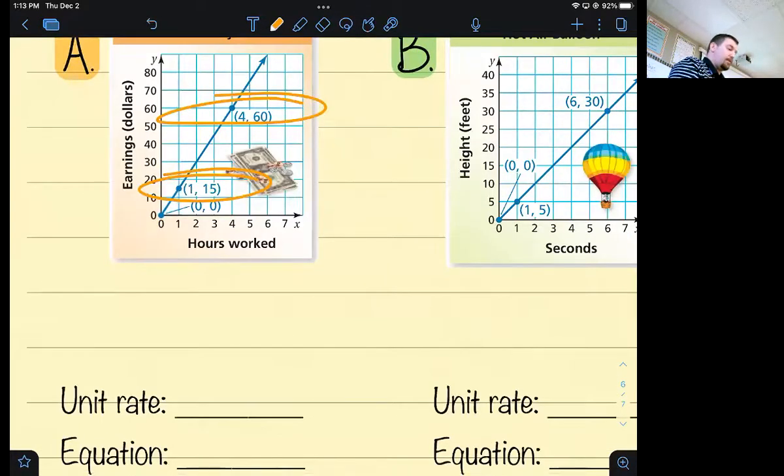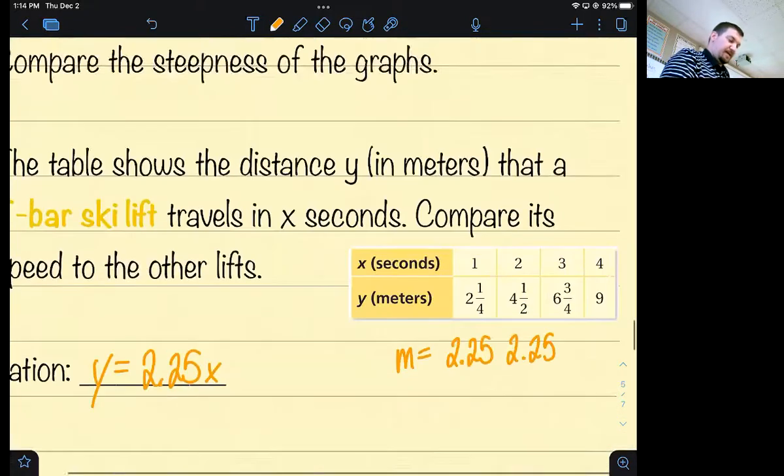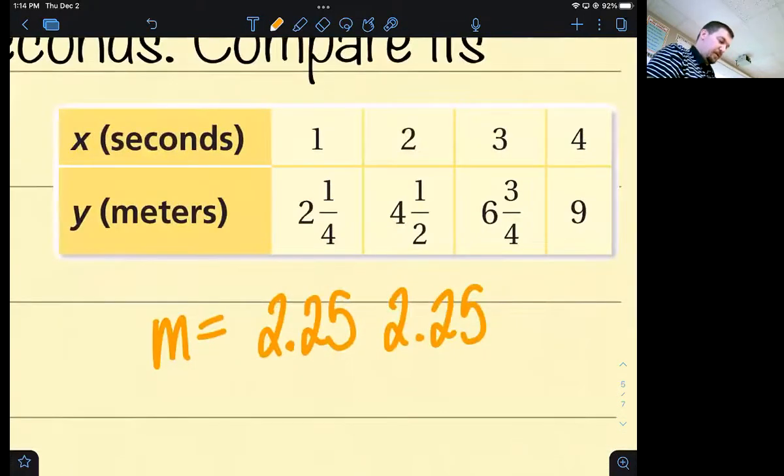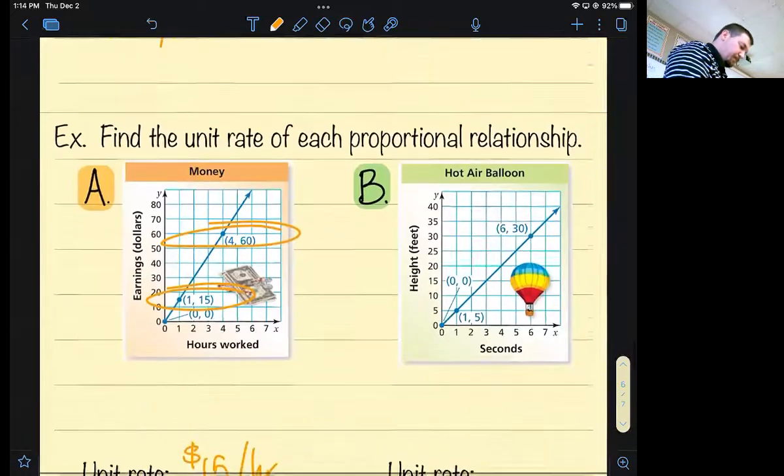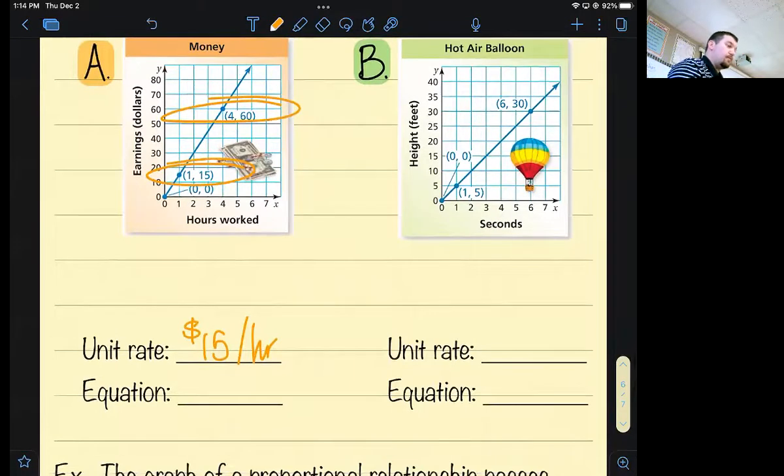What's the Y value labeled in? $15 earnings per hour, $15 per hour. Remember, unit rates have to have 2 labels. So if your graph goes through the origin, all the points on it are proportional, and we can just divide them the same way that we divided this here to find out what our unit rate was. This unit rate, 2.25, was 2.25 meters per second. I just didn't write it. Okay, the equation then would be y equals 15x.